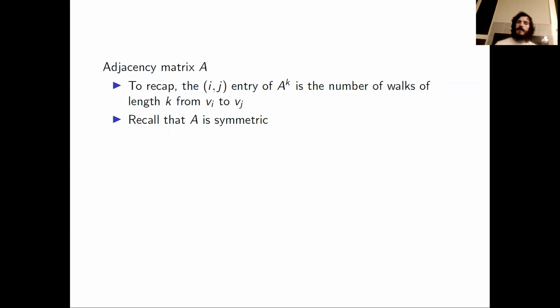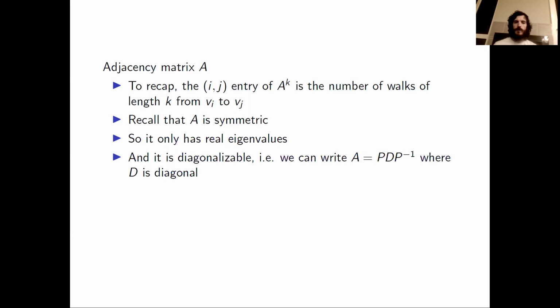And we know some facts about symmetric matrices. One of them we mentioned in an earlier video. Symmetric real matrices have real eigenvalues. That tells us that adjacency matrices must have real eigenvalues. More than that, though, symmetric real matrices are diagonalizable. So this tells us that so are adjacency matrices.